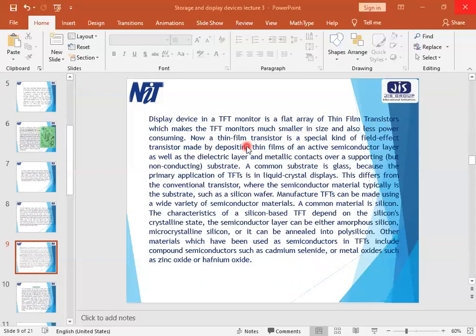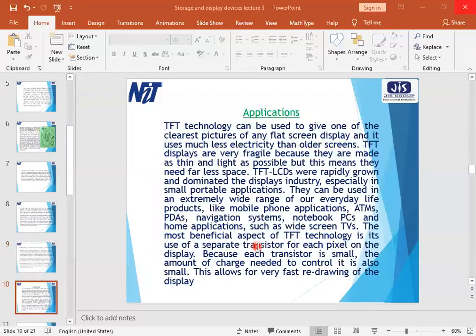Now, what is a thin film transistor? These are a special kind of field effect transistors, made by depositing thin films of active semiconductor layers. Dielectric materials can also be used to form them. A common substrate is glass because the primary application of TFTs is liquid crystal displays. TFT depends on the silicon's crystalline state. The semiconductor layer can be amorphous silicon, microcrystalline silicon, or it can be annealed into polysilicon. It depends on the manufacturer what he is taking.